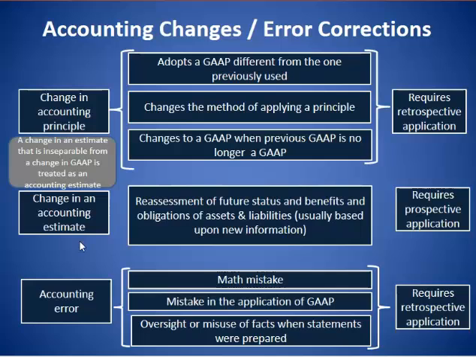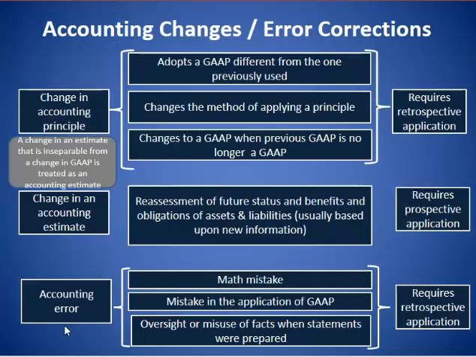We also have a change in an accounting estimate, and a change in an accounting estimate is the reassessment of the status and benefits, which are basically the benefits and obligations of assets and liabilities, and that's usually based upon new information that has become available to the entity at a particular point in time. Under these conditions, a change in accounting estimate is going to require what we call prospective application on the financial statements.